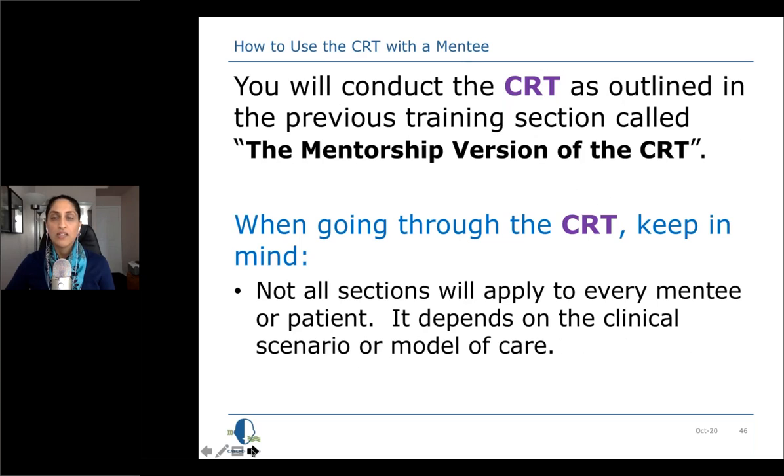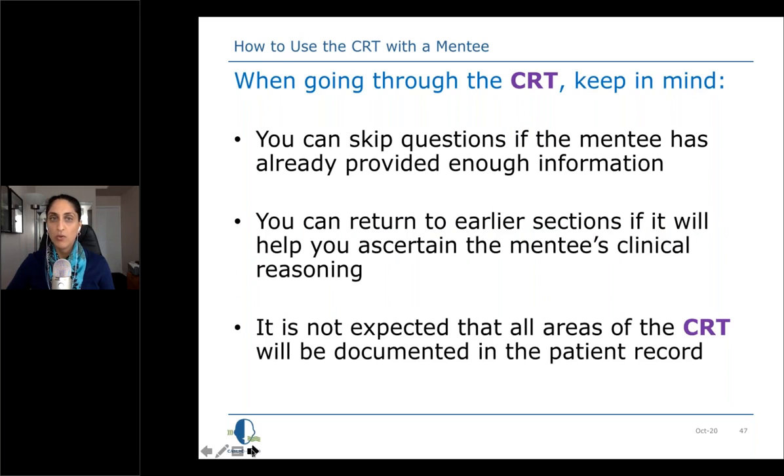So as a mentor, you will conduct the CRT as outlined in the previous training section that Sarah took us through. And here's a few things to keep in mind when you're going through the clinical reasoning tool. Again, as Sarah said, not all sections will apply to every mentee or patient. It depends on the clinical scenario or model of care. Also keep in mind that you can skip questions if the mentee has already provided the information. You can skip to different sections. And it's not expected that all areas of the clinical reasoning tool will be documented in the patient record.